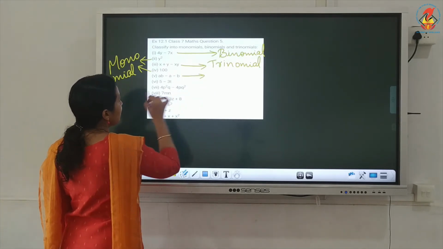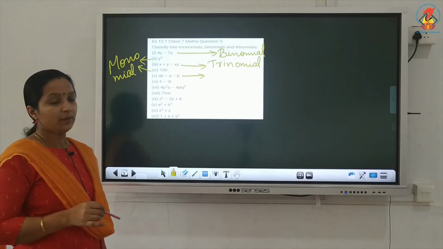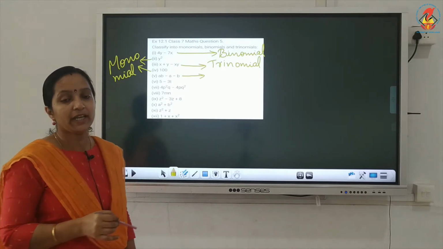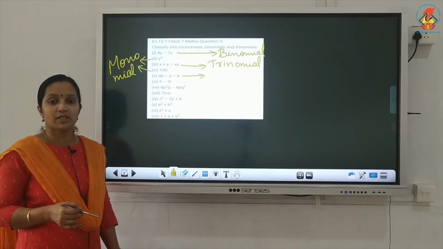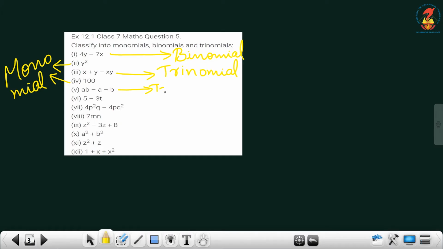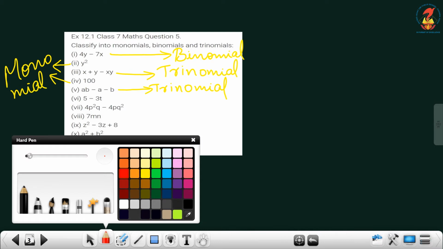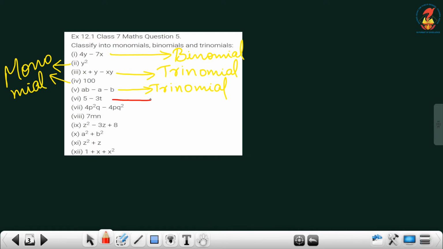And look at the fifth question. How many terms are there? ab is the first term, negative a is the second term, negative b is the third term. There are three terms. So what is the name? Trinomial. Okay? Trinomial.